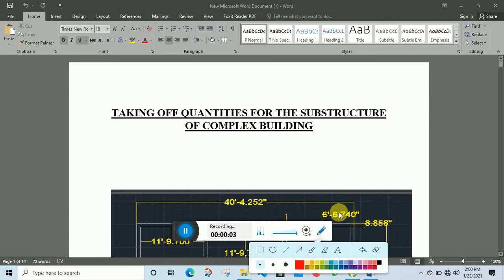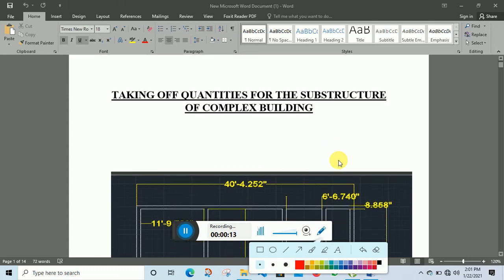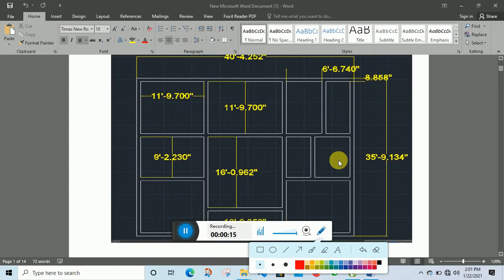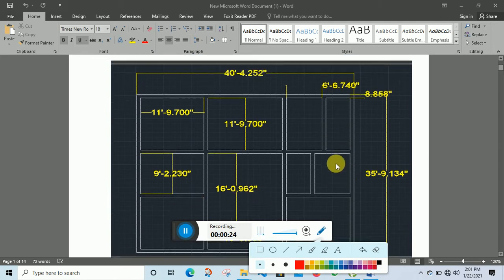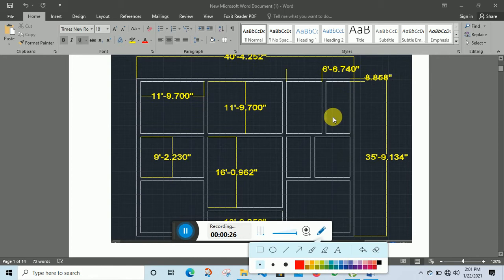Today in this lecture I will discuss how to calculate the number of blocks, or the quantity, of the substructure of a complex building. This is a somewhat complex building because it consists of some rooms, windows, lobbies, and things like that. So this is a somewhat complex structure. This is the 2D plan.